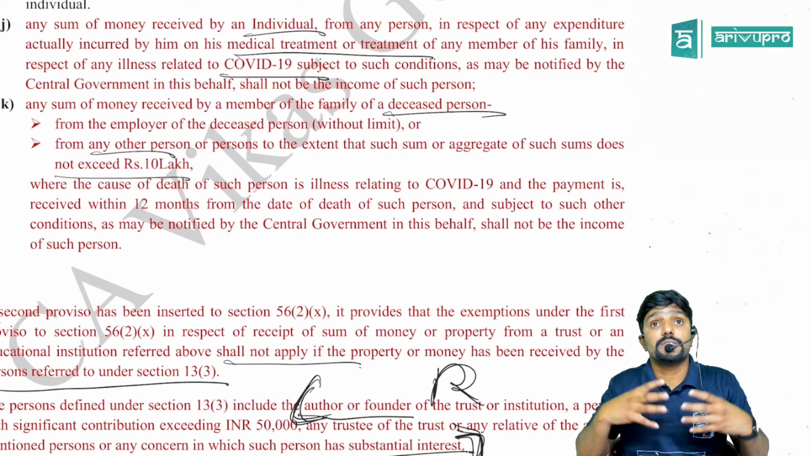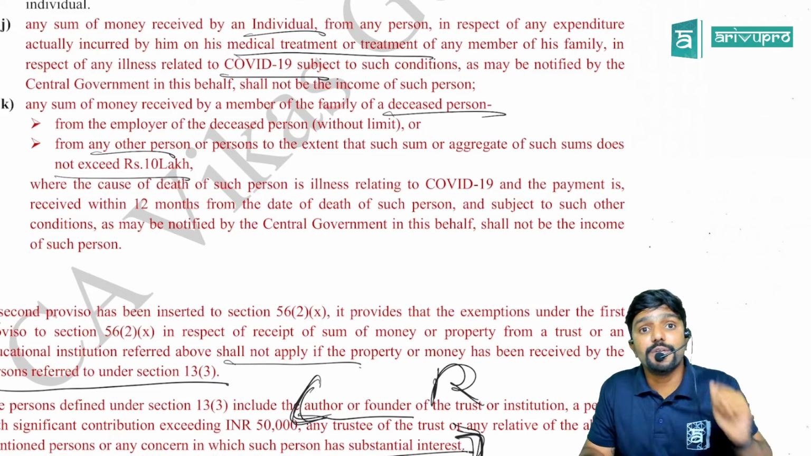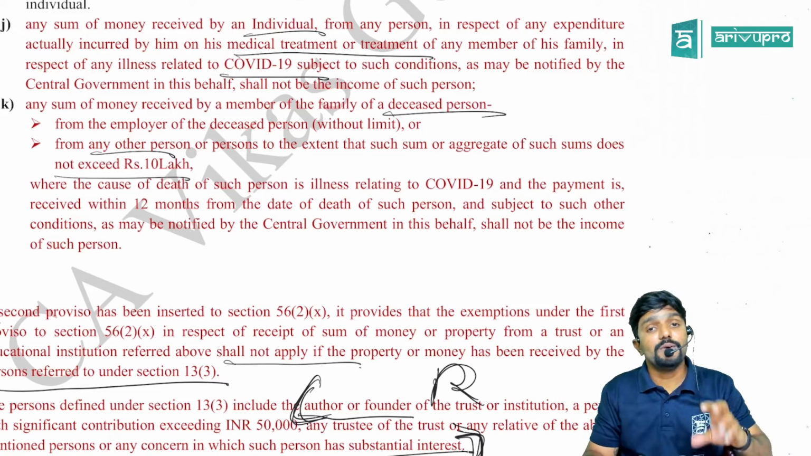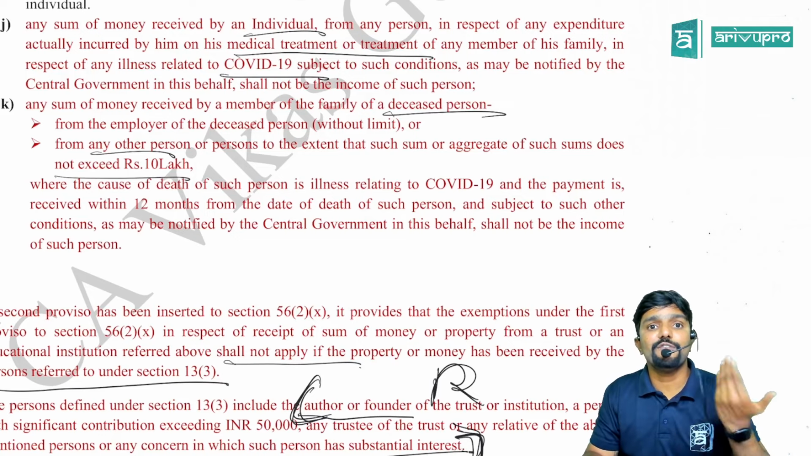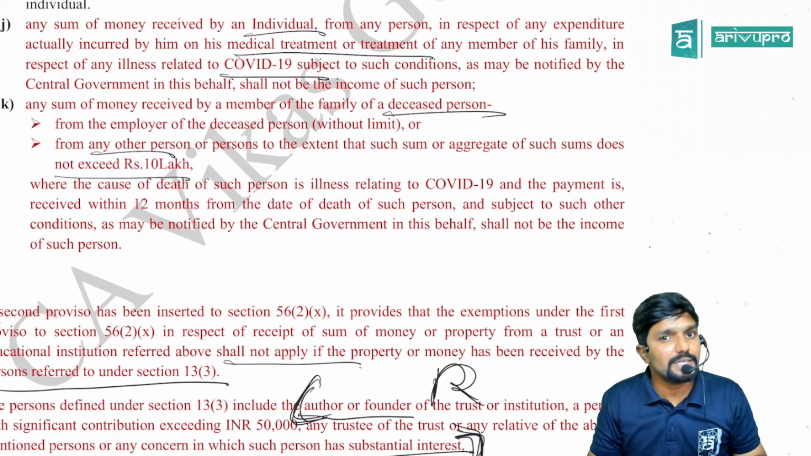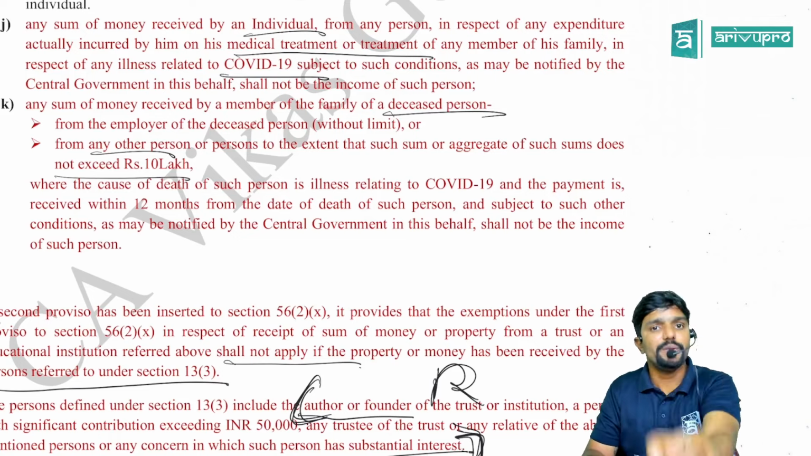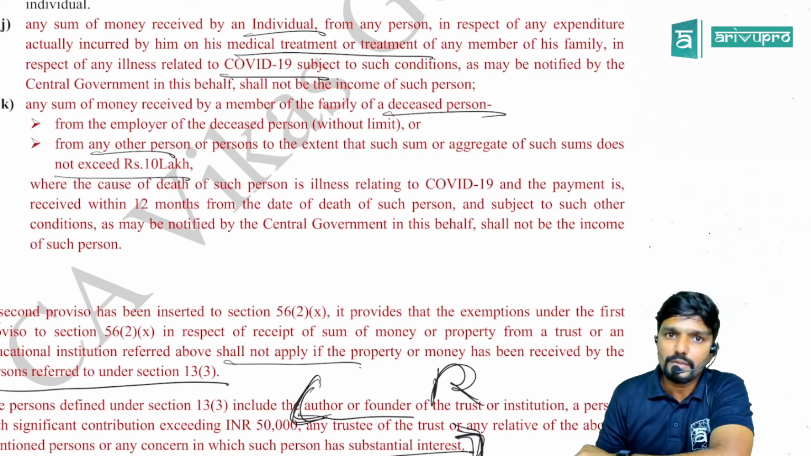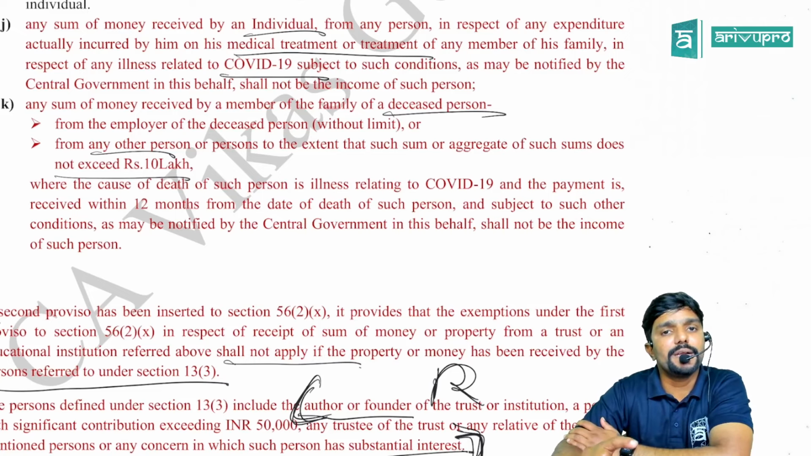Due to that shock, by heart attack, I died. So, was the cause of death due to COVID-19? No. It was due to some other reason. Now, assume a compensation is received by any of my family members. In that case, will it be exempt as per this point? No, because the cause of death should be COVID-19 only. Clear? And the compensation should be received within 12 months from the date of death.